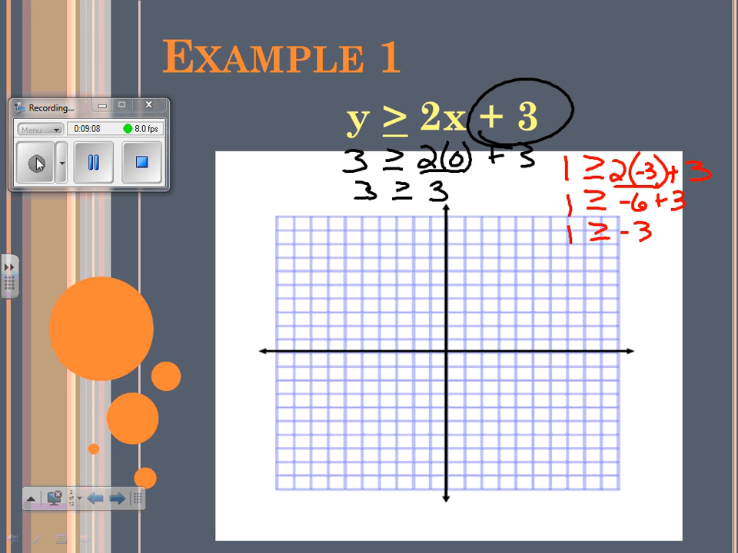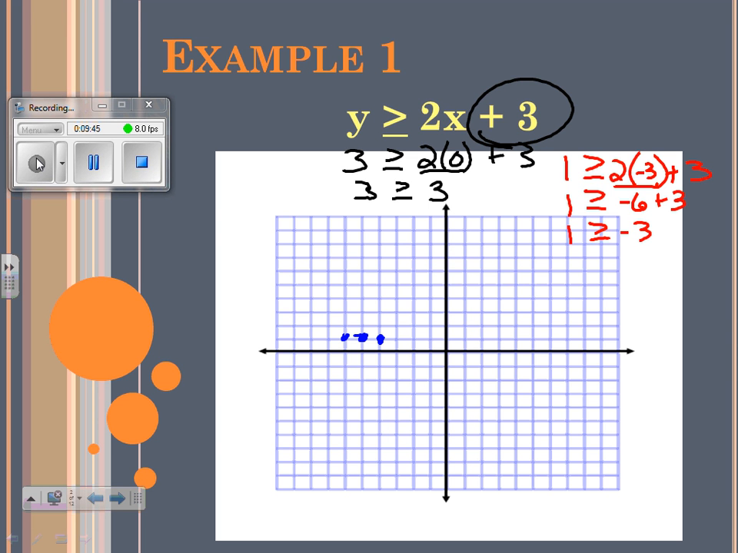So again, what would 3 points be that make it greater than or equal to? Can someone give me a point that would work? -4, up 1. Could I plot that point? Yeah. How do I know that that works? Because it's in the shade. It makes it greater than because it was in the shade, right? Give me another point that works. -5, 1. Does that point work? Yep. Give me one more. Oh, y'all are getting good with those.